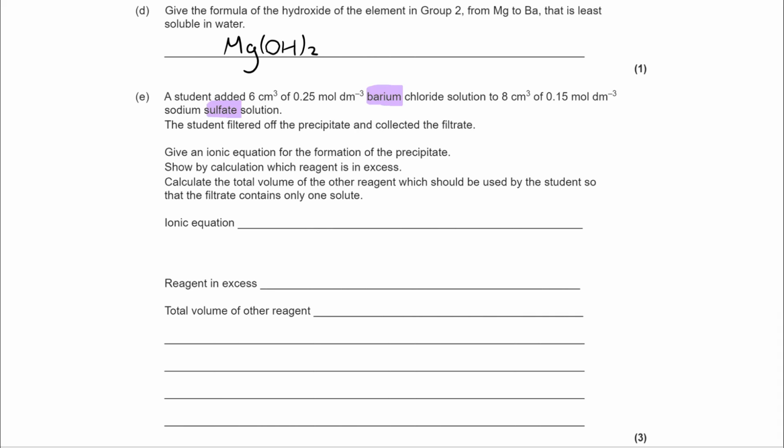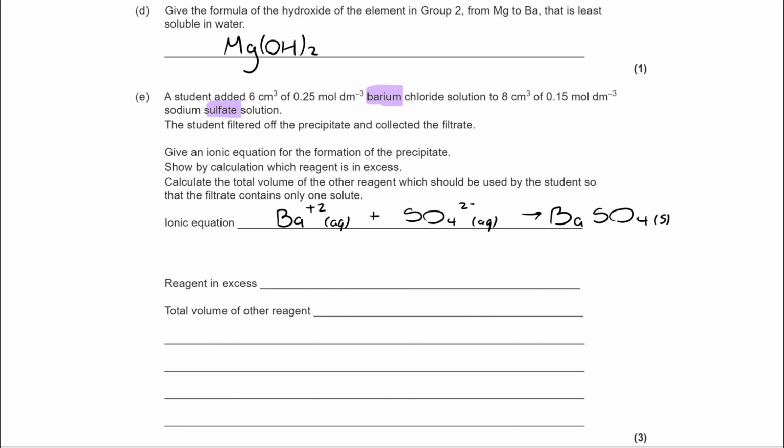Now from there, I've got to put my barium and sulfate together. I know that barium is group 2, so it's +2. I have to know that sulfate is -2. And I'm going to make BaSO4 as a result of that. And it's really important that you include the state symbols because we have to identify that this is indeed aqueous ions making the precipitate. This is also the test for sulfate ions, you may remember. So we come across it in different guises.